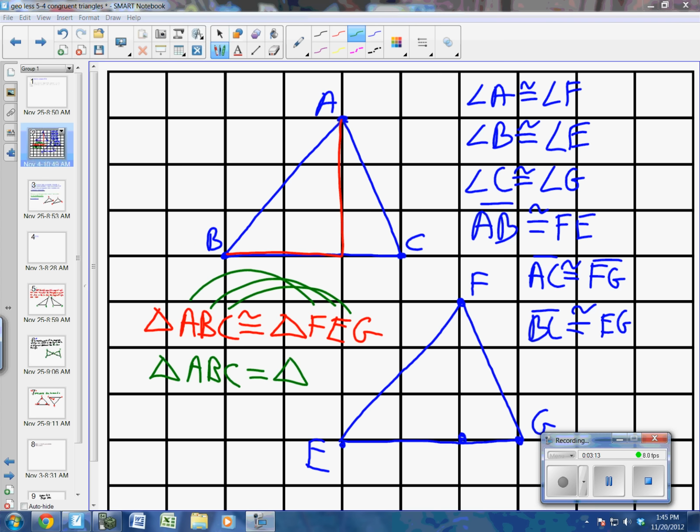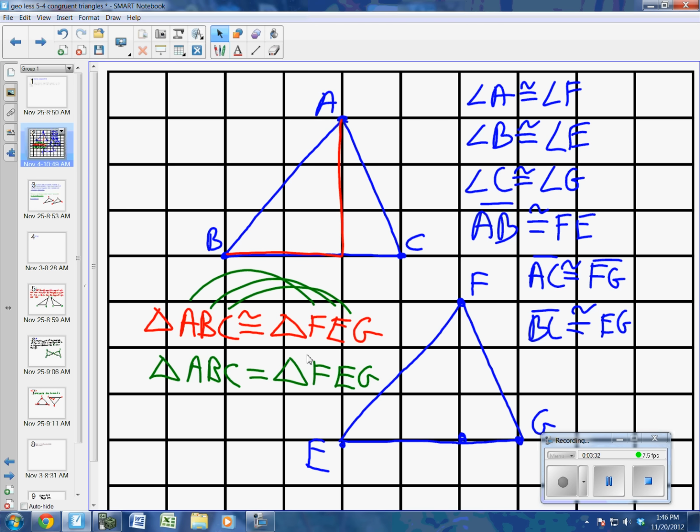I had to turn this on. You guys, A goes to F, so A and F, Trey. A goes to F, so they each go first. B goes to E, so they each go second. And C goes to G, so they each go third. I keep forgetting to turn it on, but it's on right now.